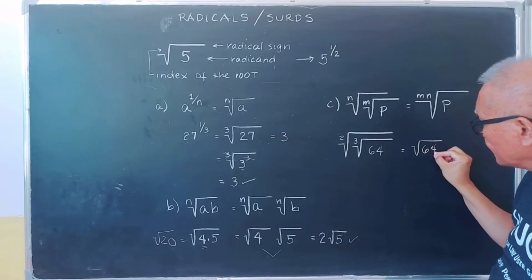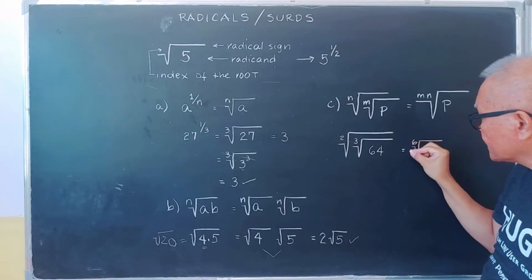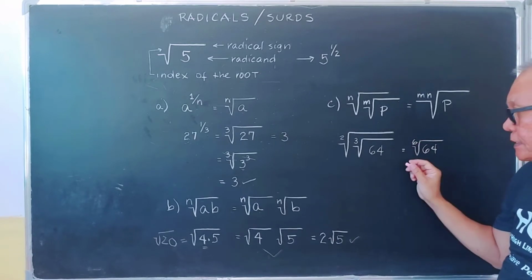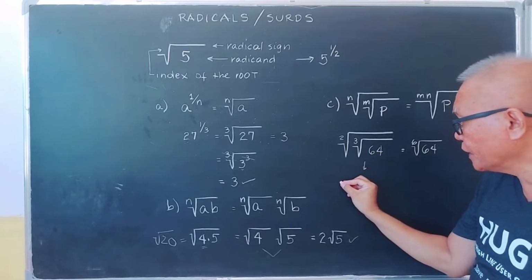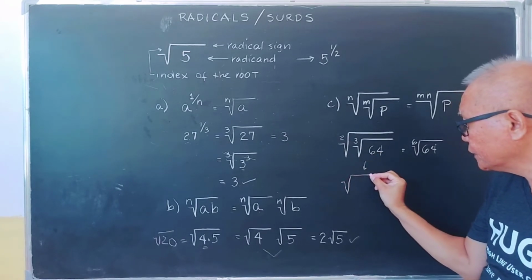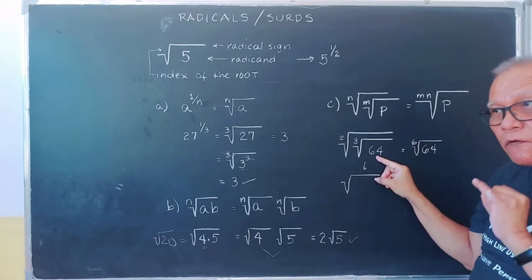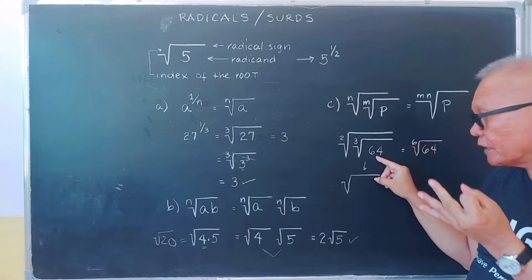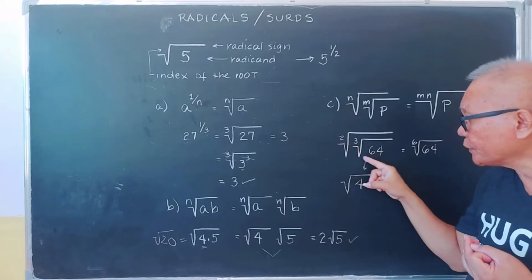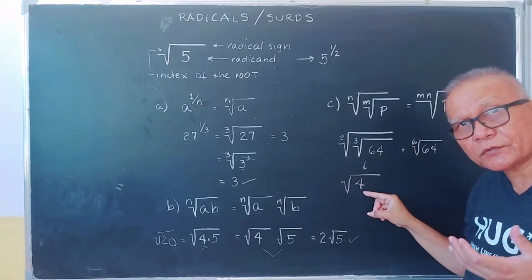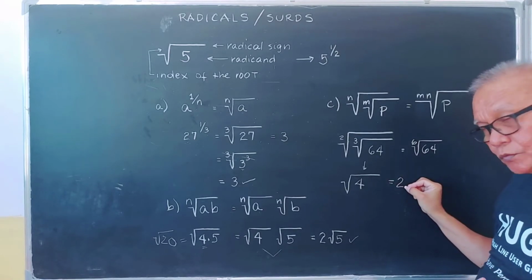Now we can write this one as 64 here, and then 2 times 3, so this one is to the 6th. So here, if we are going to solve, we have the square root, and the cube root of 64 is 4. 4 times 4, 16 times 4 is 64. Therefore, here is the square root of 4. And what is the square root of 4? That is equal to 2.